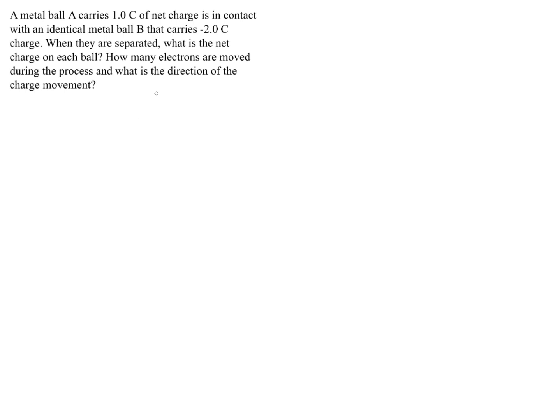So, to figure it out, we first need to figure out the net charge when they're both in contact. So, the net charge is simply the summation of all of the charges. So, when they are in contact, it is the sum of the charge of ball A plus the charge of ball B. So this is simply equal to 1 minus 2, which gives you that after the contact, the net charge is -1 coulomb.